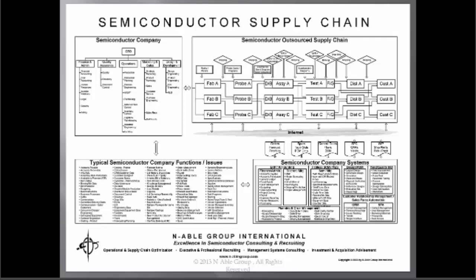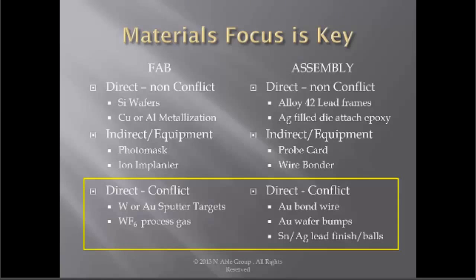What you can focus on are the direct materials that are conflict. And that's tungsten or gold, sputtering targets for instance, or tungsten hexafluoride process gases. On the assembly side, it could be gold wire, gold wafer bumps, or tin silver lead finish, or solder balls. And we're working with a number of organizations down at the materials level to start corralling all that information. We're also working with the foundries and the OSATs.